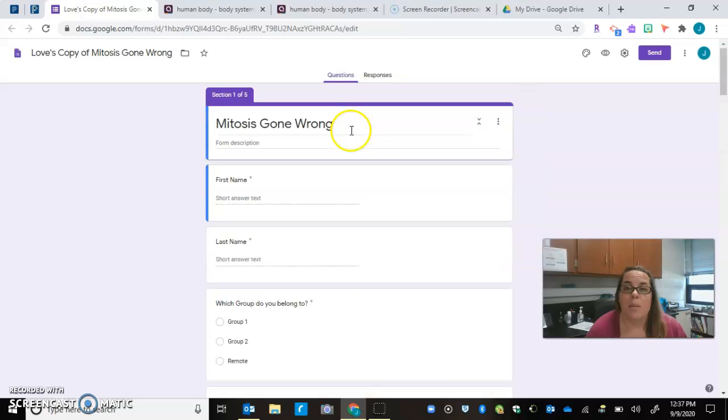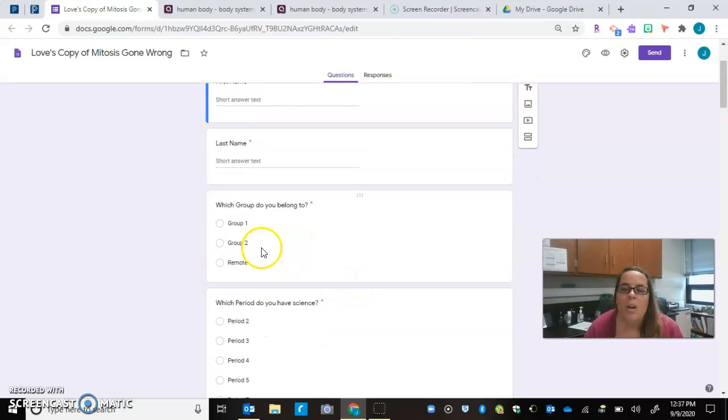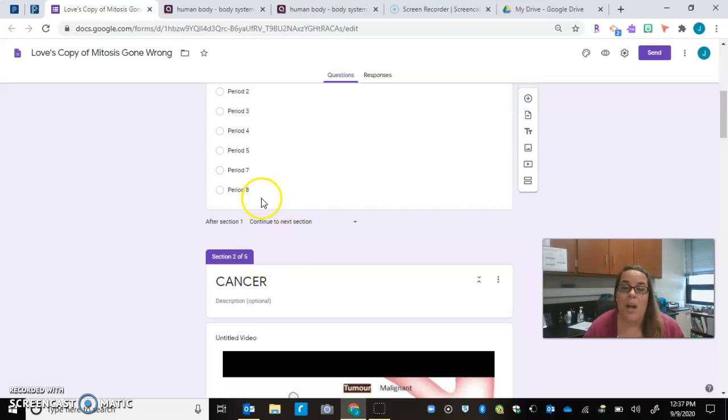Your form, when it pops up, should look a little something like this. Again, this is the teacher version. It's a little easier for me to navigate than the student side. You're going to fill in your first name, your last name, what group you belong to, and what period you belong to, and then you're going to start the first section. The first section is entitled Cancer.